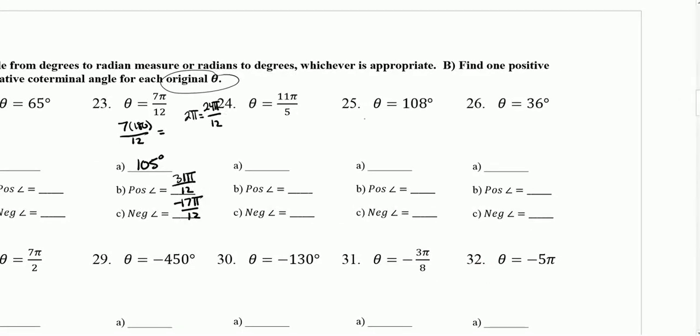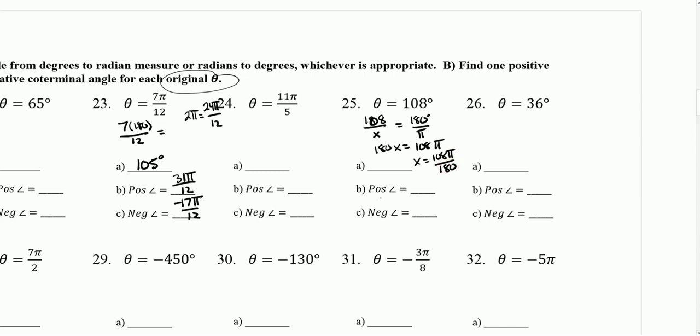25, we got 108 degrees, converting to x radians, and we know that 180 degrees converts to pi radians. If we cross multiply, we get 180 times x is 108 pi. Divide by 180, you get x is 108 pi divided by 180. So we're just left to reduce here.